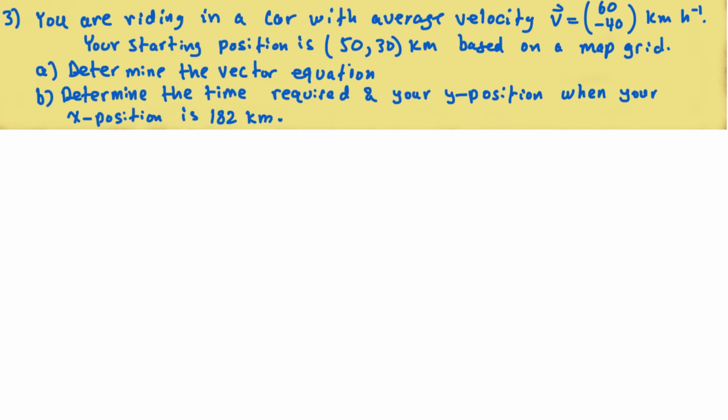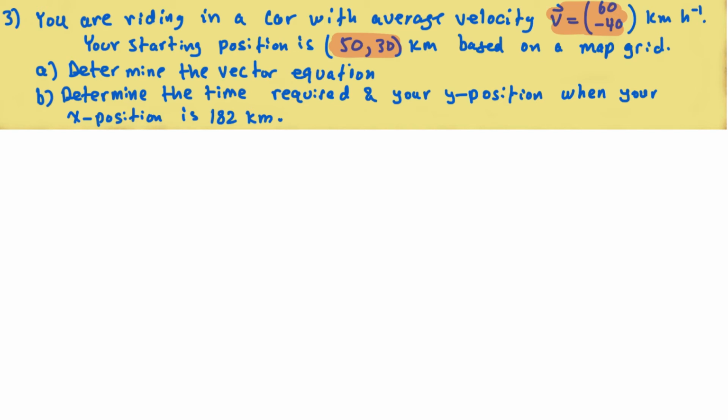For our last question of this video, you are riding in a car with an average velocity. The average velocity is given to us in kilometers per hour. Your starting position is (50, 30) based on a grid map. So we can assume that the first value is in the x direction, or the east direction, and the second one is in the y direction, or the north direction. And first we want to determine the vector equation.